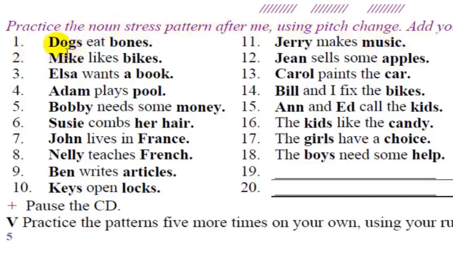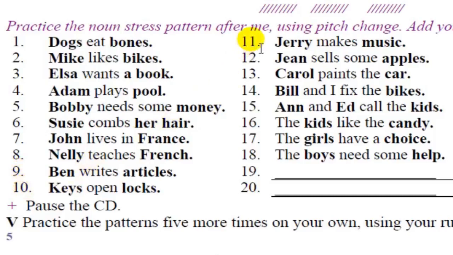1. Dogs eat bones. 2. Mike likes bikes. 3. Elsa wants a book. 4. Adam plays pool. 5. Bobby needs some money. 6. Susie combs her hair. 7. John lives in France. 8. Nellie teaches French. 9. Ben writes articles. 10. Keys open locks.